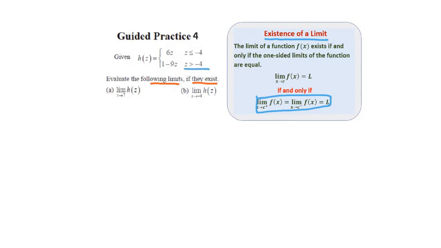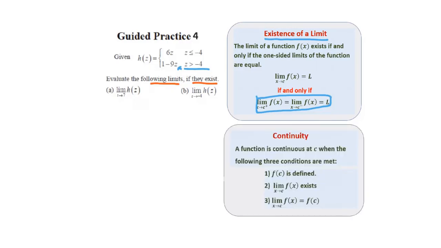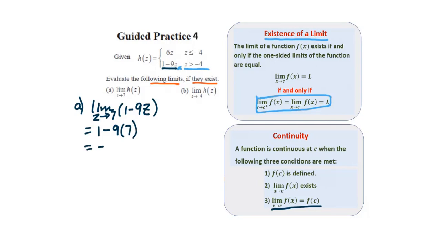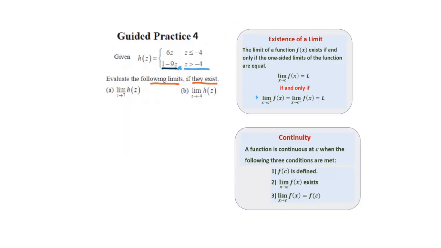So check the domain: 7 is greater than negative 4. Therefore, we just need to plug in here, because 1 minus 9z is a continuous function. So for A, that is the limit as z approaches 7 of 1 minus 9z. You will get 1 minus 9 times 7. So you get negative 62.